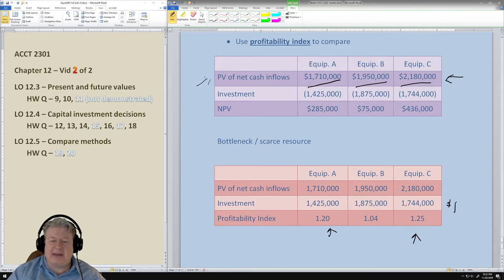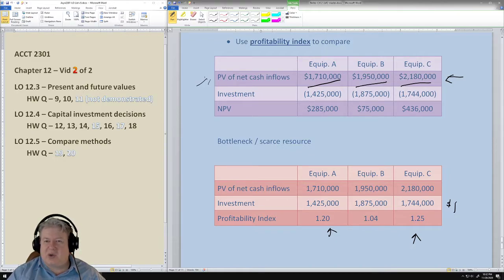It's a ranking system. And I've written here, if you remember, we had a situation where we did something very similar before, where we had a bottleneck or scarce resource that we couldn't do everything we wanted to do. So in the previous case, we ranked the ones that had the highest contribution margin. If you remember, we did a couple of problems with ranking contribution margin. And here, all we're doing is ranking it by the present value of the cash inflow over the investment. So it's still the same idea.